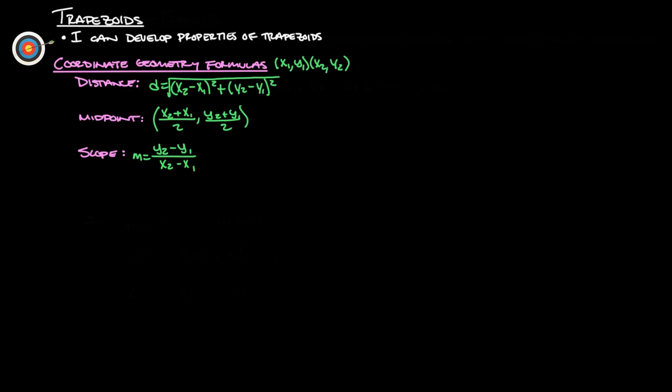Okay. All right. Coordinate geometry formulas. So we're going to need these to show some things about trapezoids. We've gone over these before, but I just thought I'd put them up here so that we can use them when we're figuring some things out. Okay, so the distance formula, midpoint formula, and slope formula. These are going to be very useful throughout the rest of this unit.